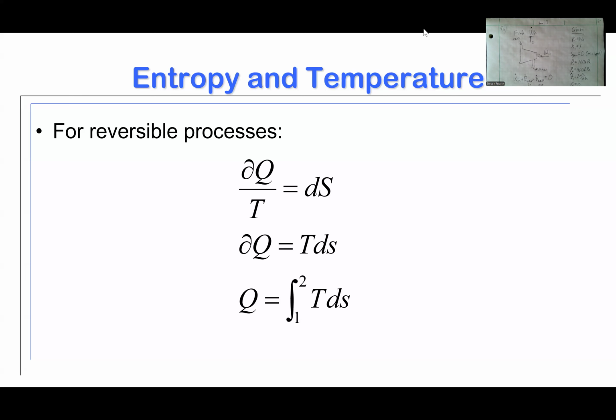If I separate that equation, I move T over to the other side of the equation. Now I've got dq is equal to T dS. So for a reversible process, notice that q is equal to the integral of temperature with respect to entropy. And these should all be capital S's here. I don't know why they're not. Those should be capital S's.